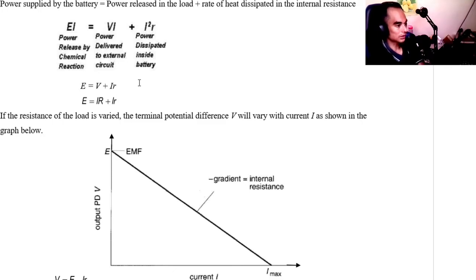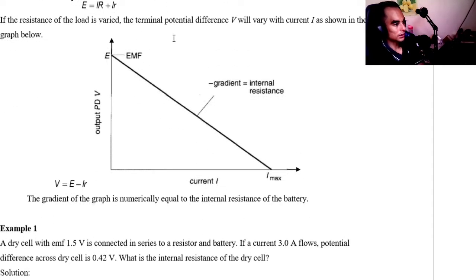This is a very common formula that you have seen before, because this is all about the EMF. V is the voltage supplied and IR is the voltage dissipated. So if the resistance of the load is varied, the terminal voltage will vary with the current as shown below. So the output potential difference against the current, you can see that the gradient goes down because of the load, the balance between the voltage and the current.